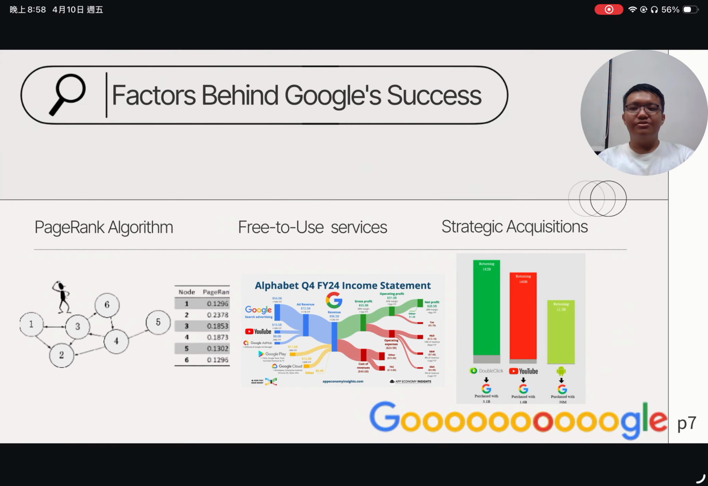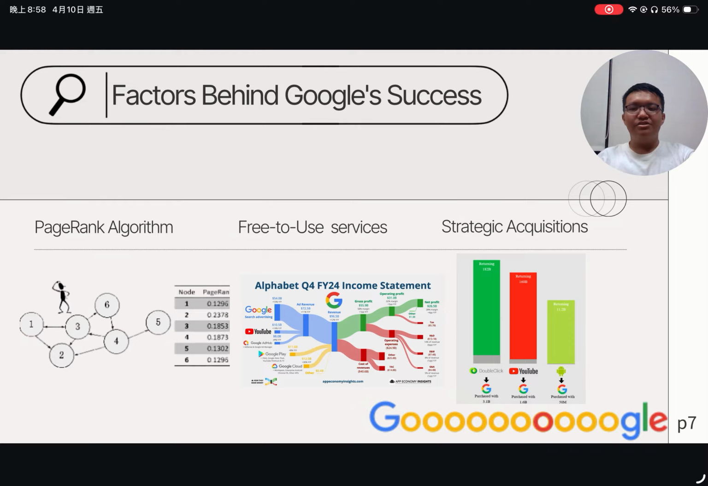Unlike traditional search engines like Yahoo, it developed a new algorithm which provides users a quick and easy searching experience. And instead of relying on profiting from one-time purchases, Google offers its services free to use and monetizes through targeted advertising. This strategy attracts a massive pool of potential users much faster.